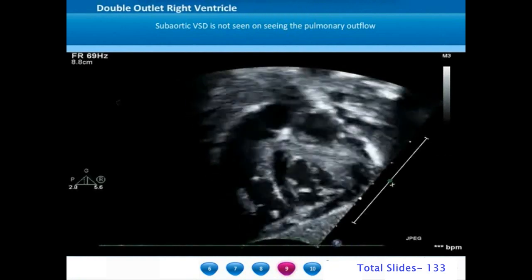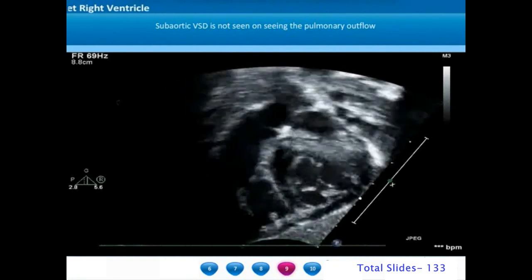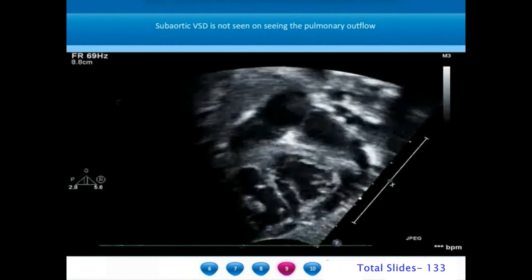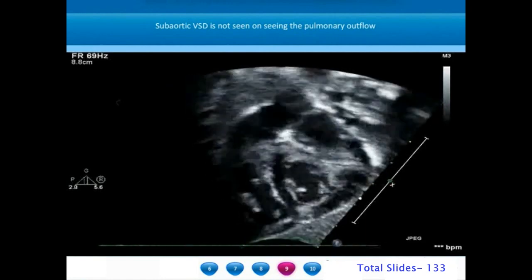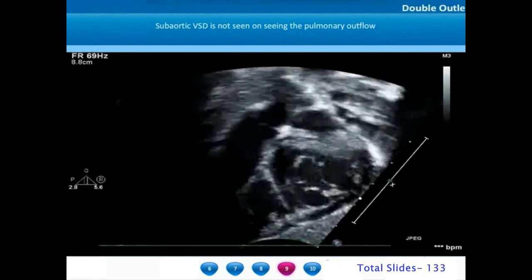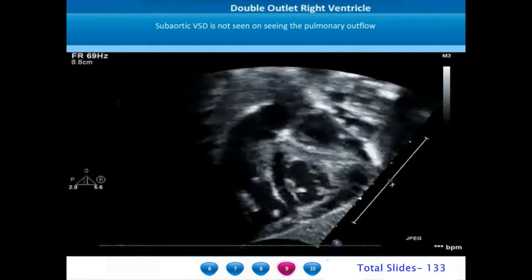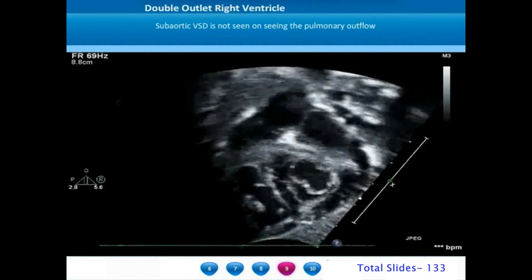On a further sweep towards the left side on the same subxiphoid short axis view, we can appreciate the pulmonary artery arising entirely from the right ventricle. Since the ventricular septal defect is in subaortic location, we are not able to see the ventricular septal defect at all when we see the pulmonary outflow tract.